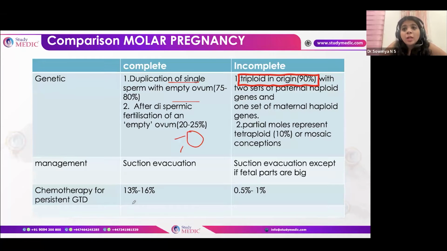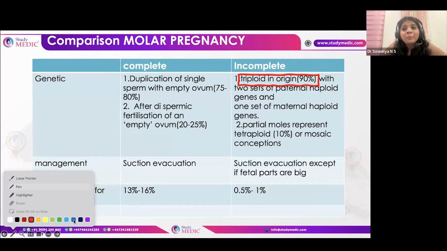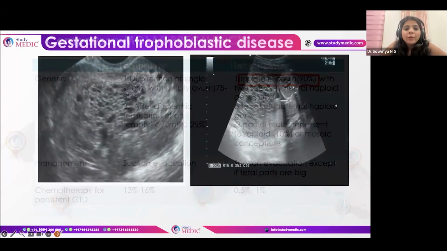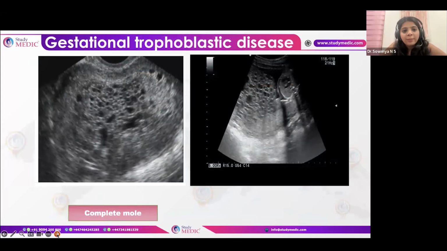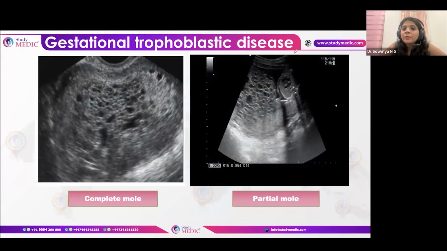Chemotherapy, complete is at a higher rate, 13 to 16%. Like people going for choriocarcinoma is more in complete rather than partial, where it is 0.5 to 1%. In other ways, you can think that partial, because baby is there, it is more protective against development of cancer. Now you can see snowstorm appearance. This is a complete one. And this is the partial one where you can see the abdomen of the baby. Okay, so this is the snowstorm appearance.